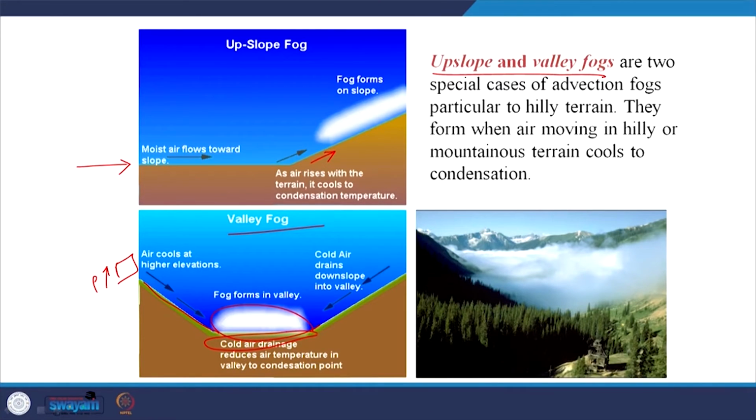So cold air drainage reduces the air temperature in the valley to the condensation point. Okay. The cold air is draining across the valley to a low point where it condenses and forms what is called valley fog. So, how many different types of fog have we seen?